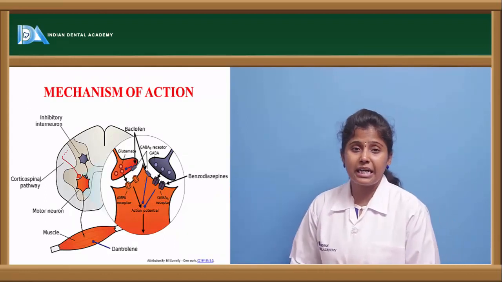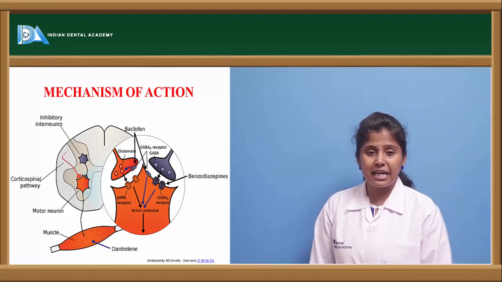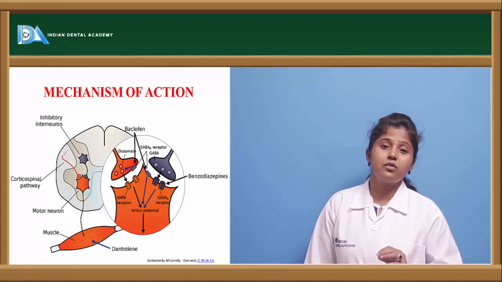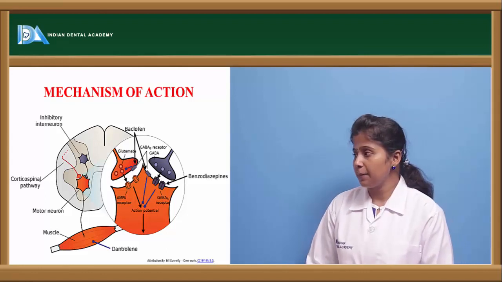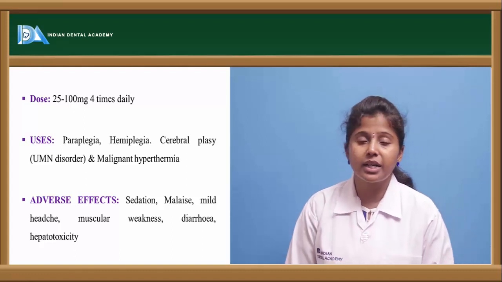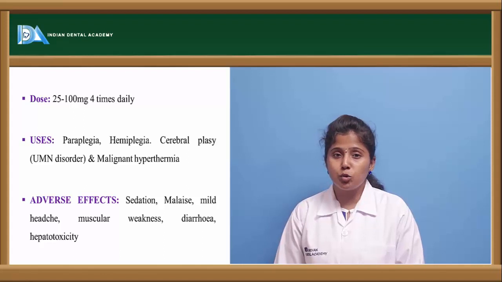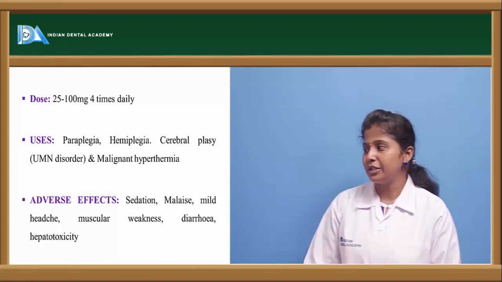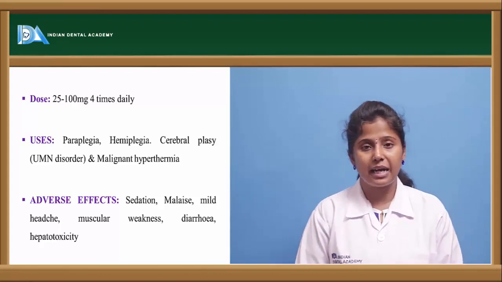Dantrolene will bind directly to the receptors which are present in the skeletal muscle, and thereby it exerts its skeletal muscle relaxant action, and it prevents the neurotransmitter from binding to the receptors which are present in the skeletal muscle. The dose of dantrolene is about 25 to 100 mg, and it is recommended to give 4 times a day, and it is used in the treatment of paraplegia, hemiplegia and cerebral palsy conditions, and even in malignant hyperthermia.